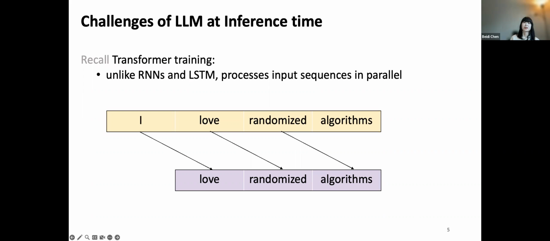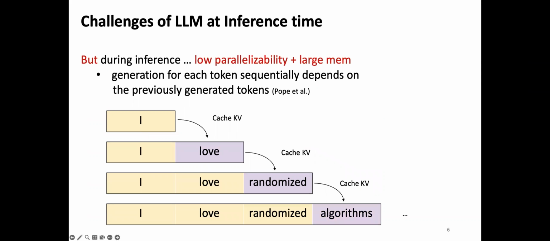Let's first recall what is good about transformer architectures, especially during training. Compared to RNNs or LSTMs, one key contributor to transformer scaling is massive parallelization across sequence lengths. As shown in this diagram, all the next token generations can always be performed at the same time. However, this is not the case during inference. Compared to training, it has very low parallelizability and requires a lot of GPU memory besides the weights. Let's still look at the same example.